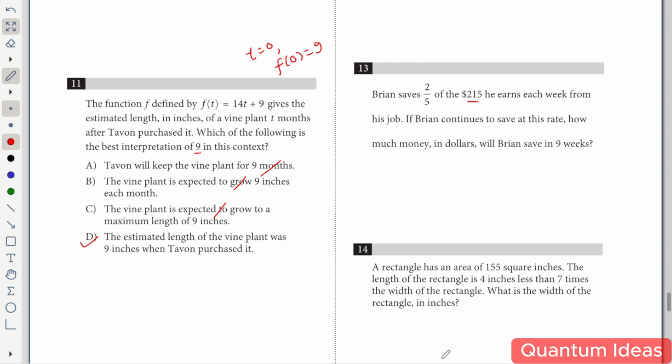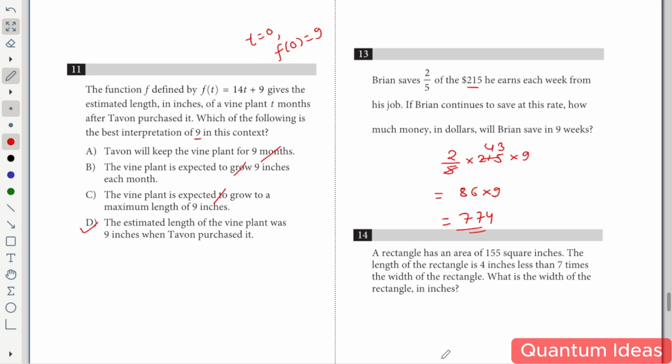That means each week he saves 2/5 of 215, and this saving goes up to 9 weeks. So how much will this be? Let me see. This is 43 into 2 into 9, that is 86 into 9, that is basically $774. Okay, that is how much he saves.